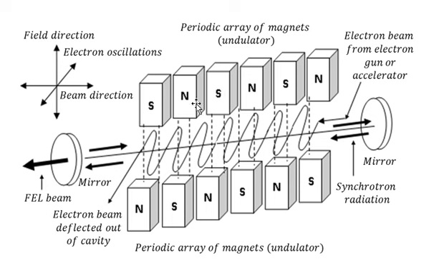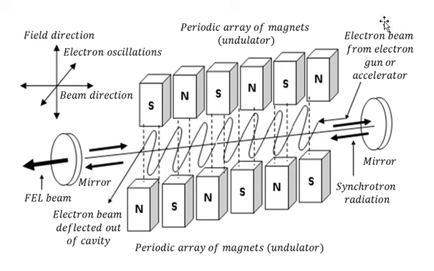And you see that these are the magnets, a periodic array of magnets, which we call the undulator. And at the bottom we again have the periodic array of magnets called the undulator. The electron beam is deflected out of the cavity. This arrow indicates that the electron is deflected out of the cavity, whereas the electrons will be oscillating along the y direction, that is perpendicular to the direction of the magnetic field and also perpendicular to the cavity axis.